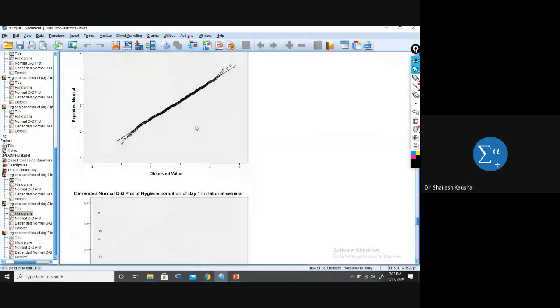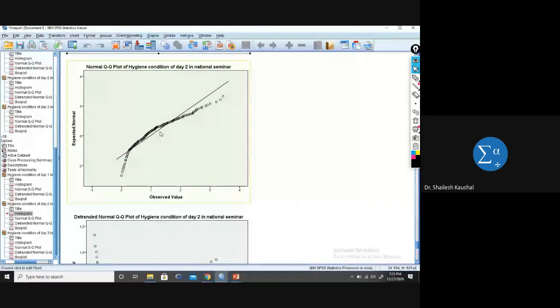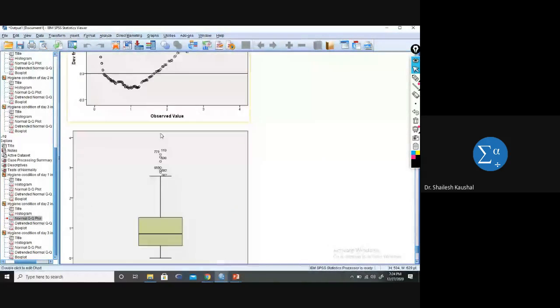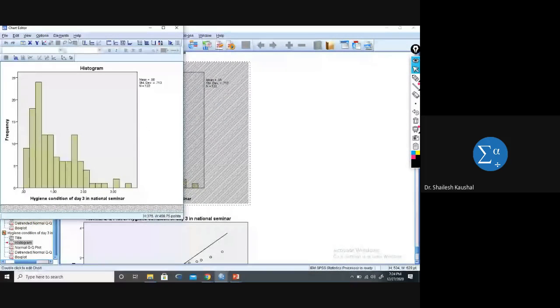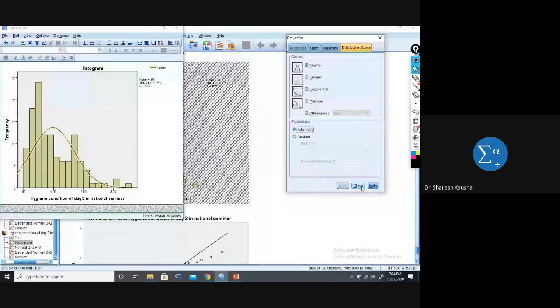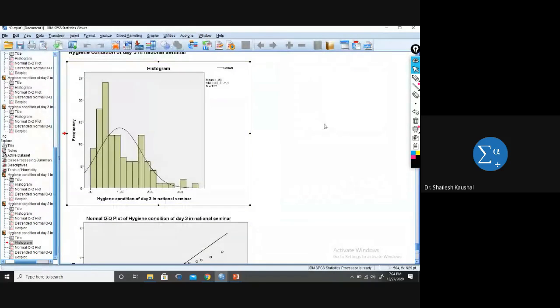Okay, now the Day 3 graph and the Q-Q plot, again it is taking the shape of a curve. It is curve shaped, right? Its shape is like a curve, so that is why it is not normal. And this is the Day 3 histogram, with Elements, Show Distribution Curve. Now we can see again it is not normally distributed.